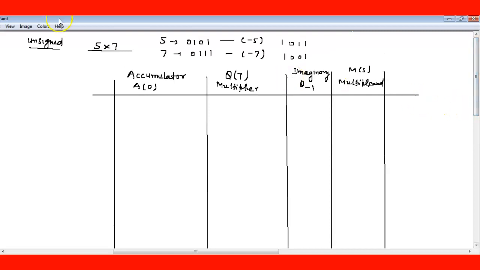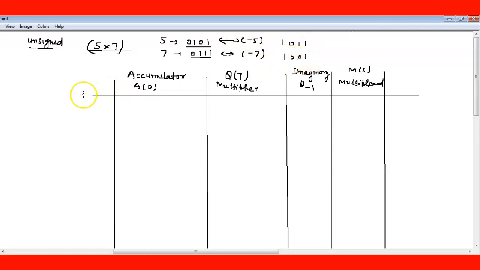If any multiplication is given, 5 and 7, first you always write them in binary, both positive and negative. So 5 positive is this one in binary, and 7 is this. If you write the negative, you have to take the second complement. So this one is -5 and this is -7.